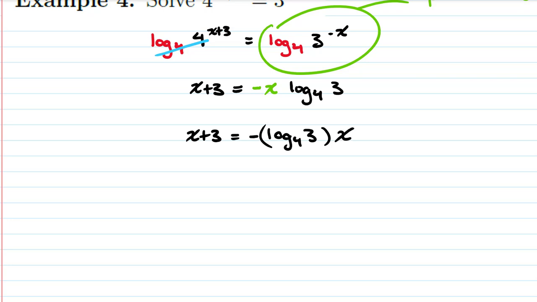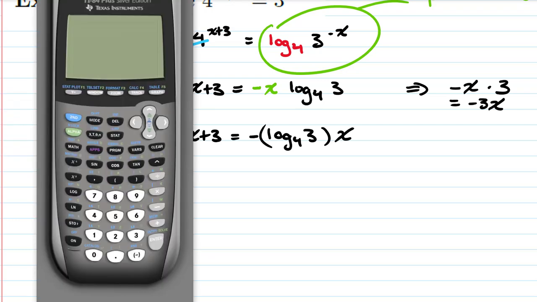And the reason I do that is I want this to not look like something that I don't recognize. If I had the expression negative x times 3, I wouldn't leave it that way. I would rewrite it as negative 3x. The important thing we need to remember is that these two things are actually similar in the way that they work. The logarithm base 4 of 3 is just a number, right?